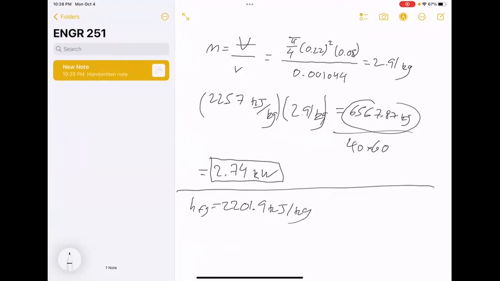And in 40 minutes, how much are we going to be able to vaporize? Well, we know it's the same power output. We know it's still 2.74 kilowatts. 2.74 kilowatts, that's 2.74 kilojoules per second, okay? times 40 minutes. So 2.74 times 40 times 60, that's 6567. That's just a bit of round off there.